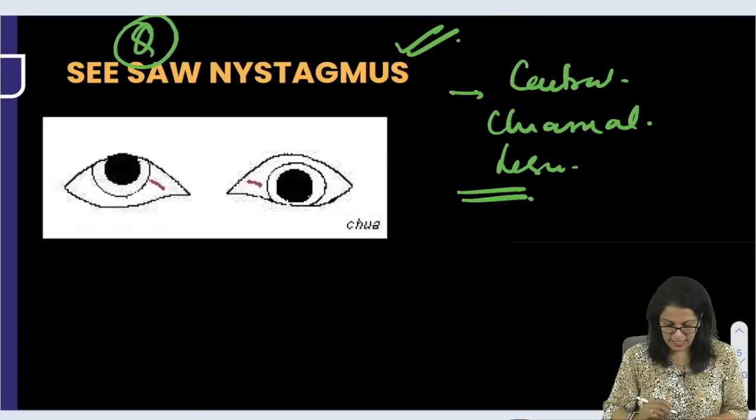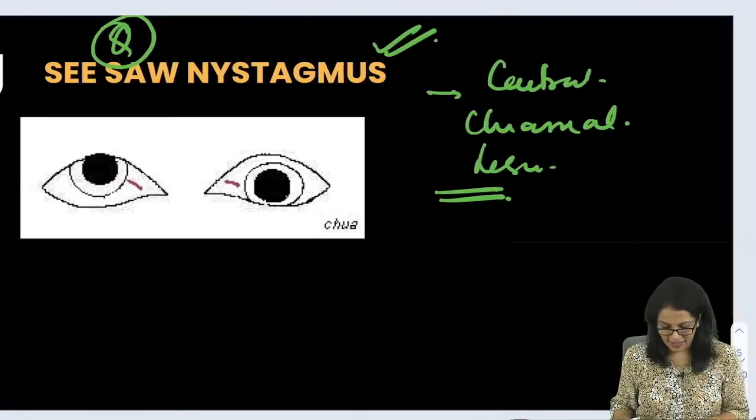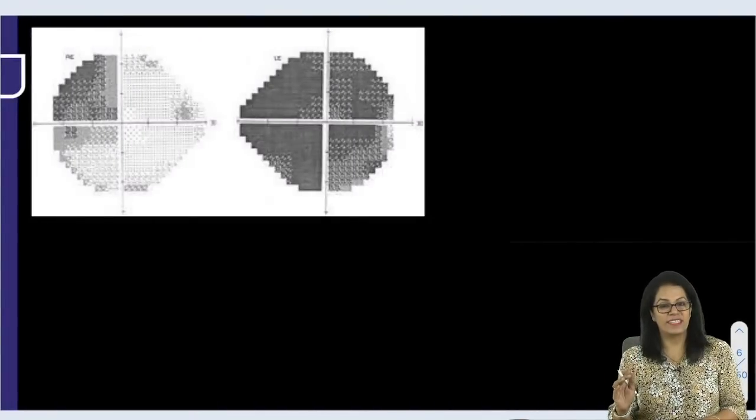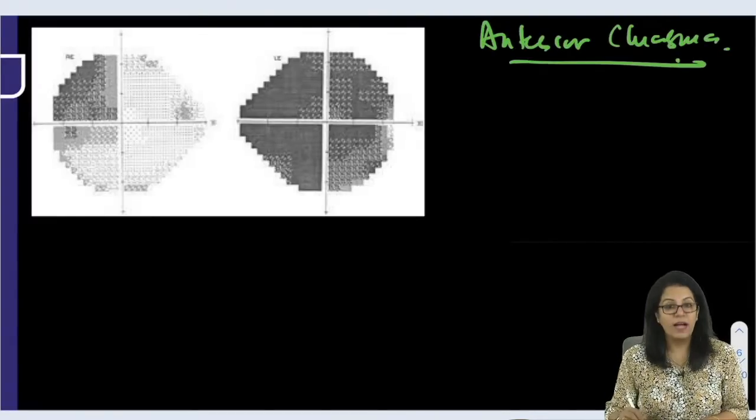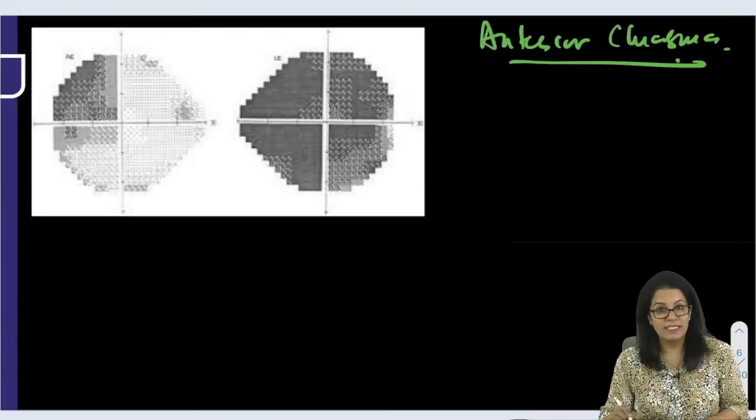We will keep this in mind, exam question. Again, right? Okay. What is this field defect? This is your anterior chiasmal lesion. I have discussed this earlier also, what is the Wilbrand's knee, right?